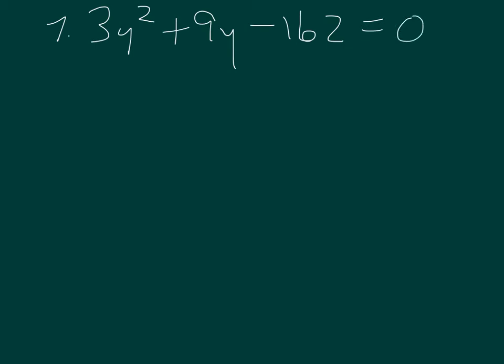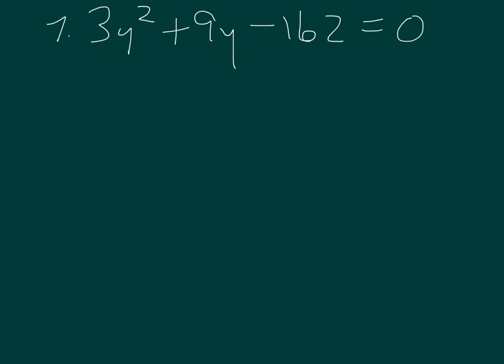And let's talk about number 7. Number 7 is kind of a multi-step. 7 is 3y squared plus 9y minus 162 equals 0. And I start looking at this, and again, the idea is this.